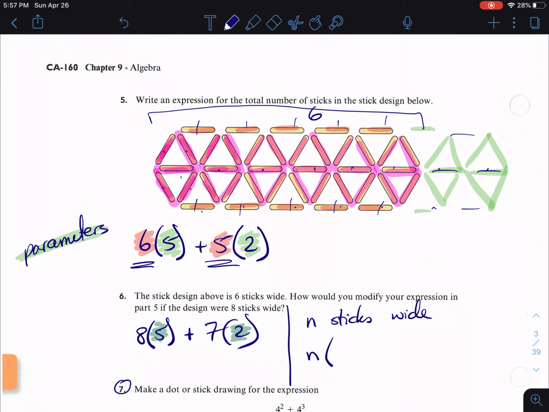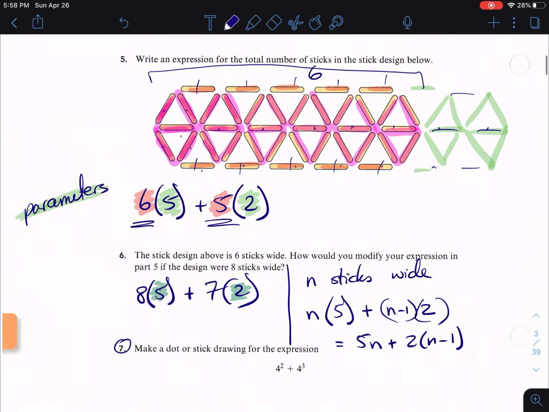Do you see that we would have n 5s? Right? N of those rhombuses. And we would have one less of the pairs. N minus 1 times the 2. We can write it a little bit more friendly: 5n plus 2(n minus 1).